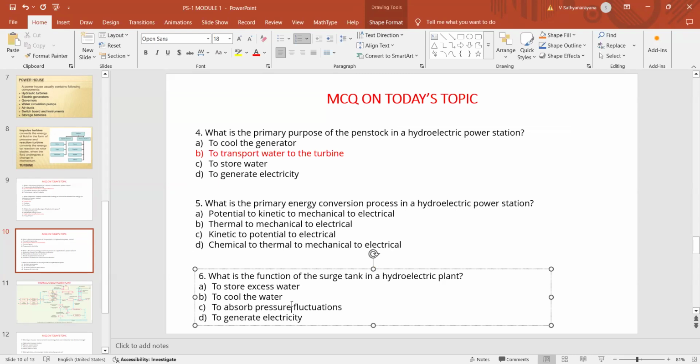To absorb pressure fluctuations. Right, done. No repetitions. I noted down the roll numbers also.